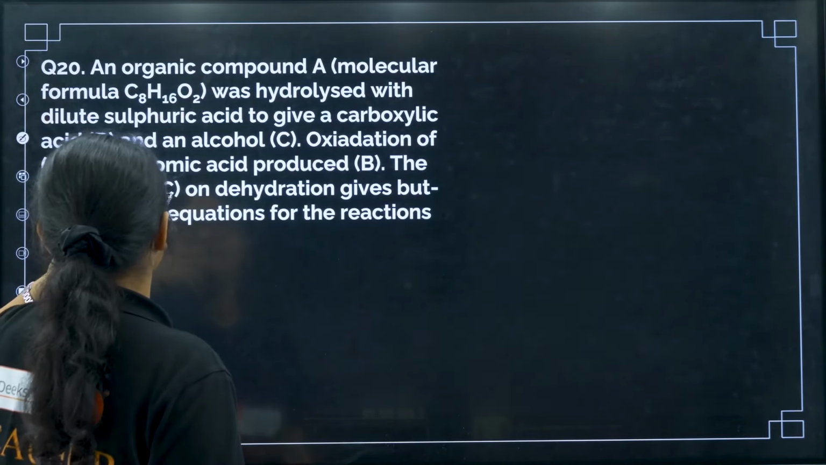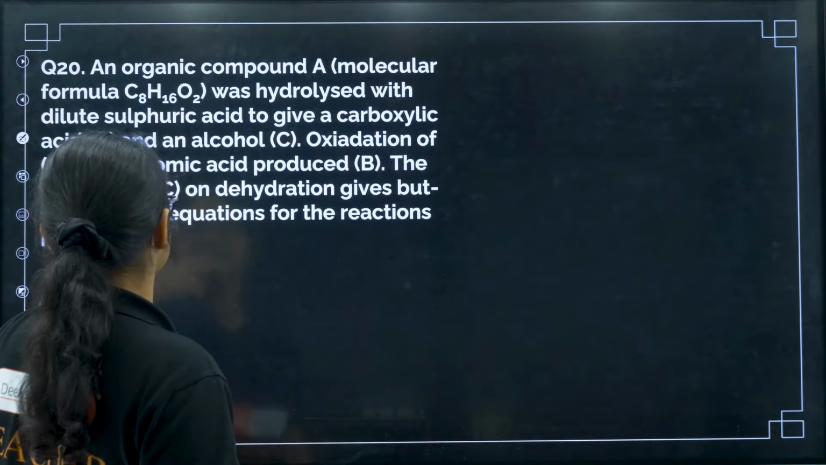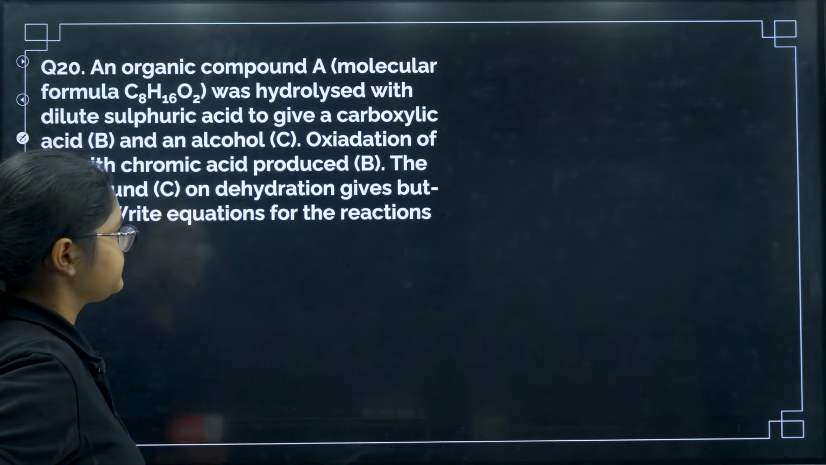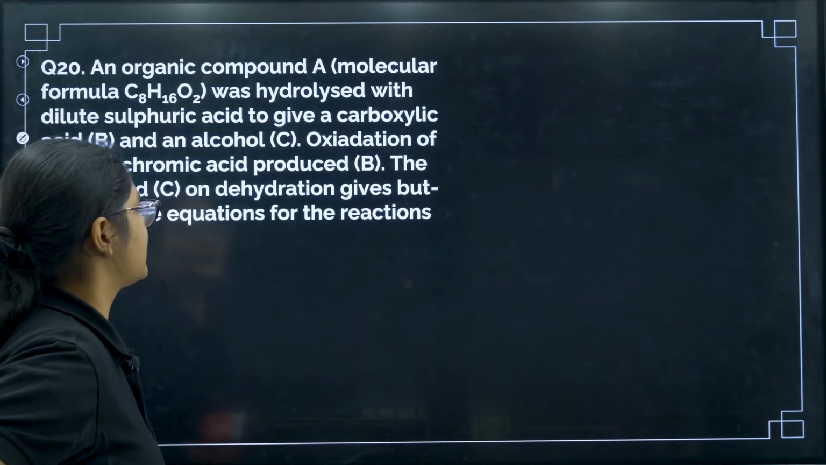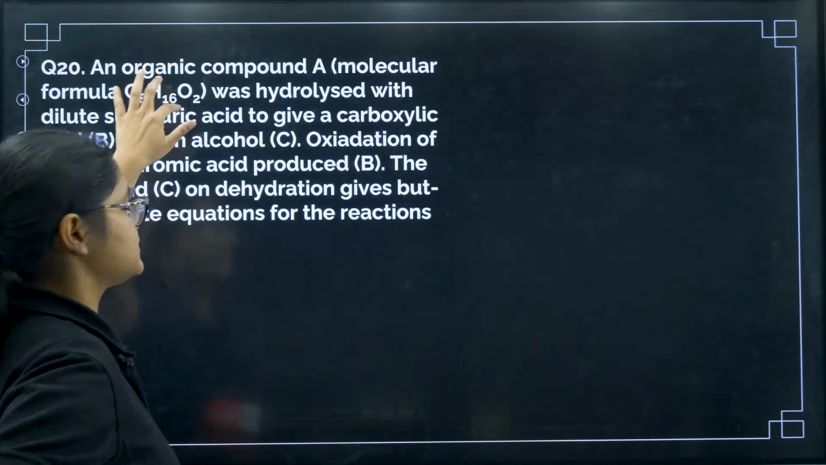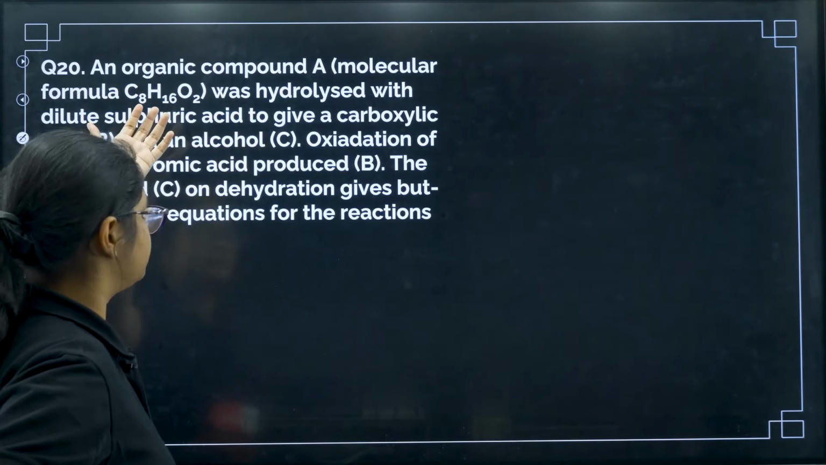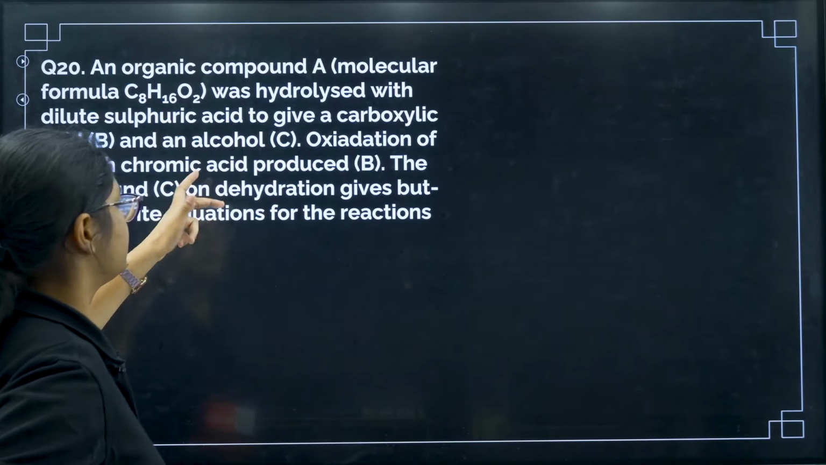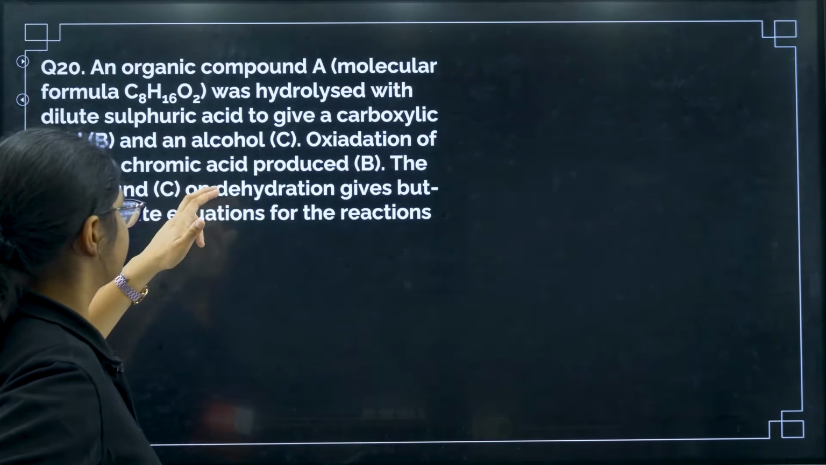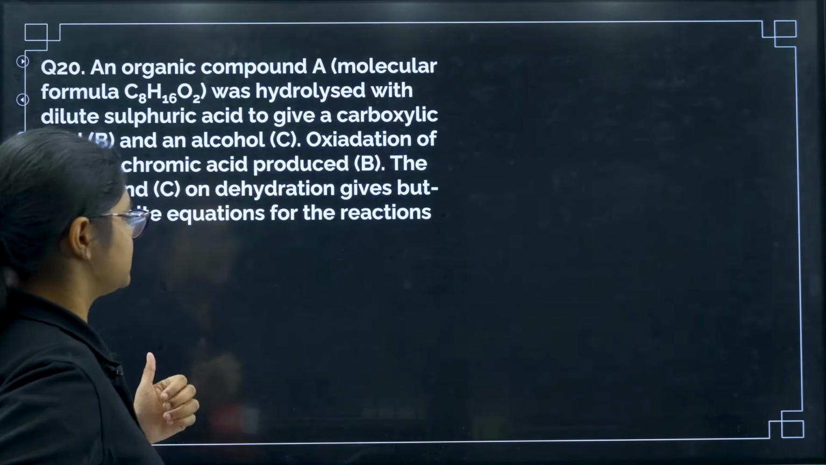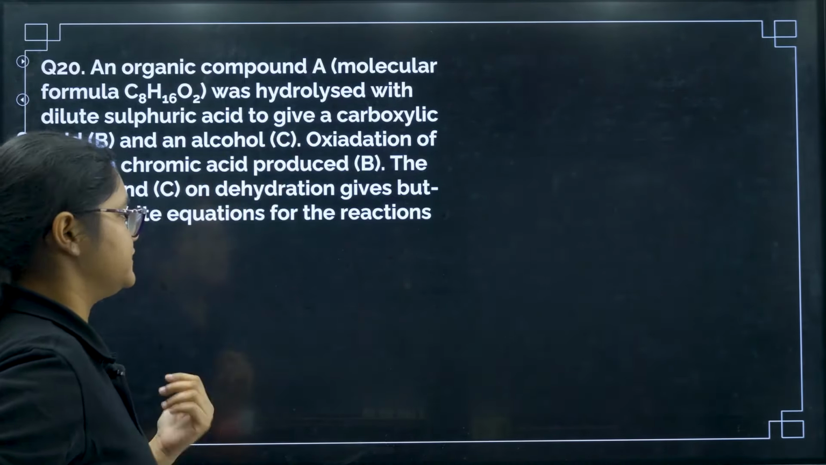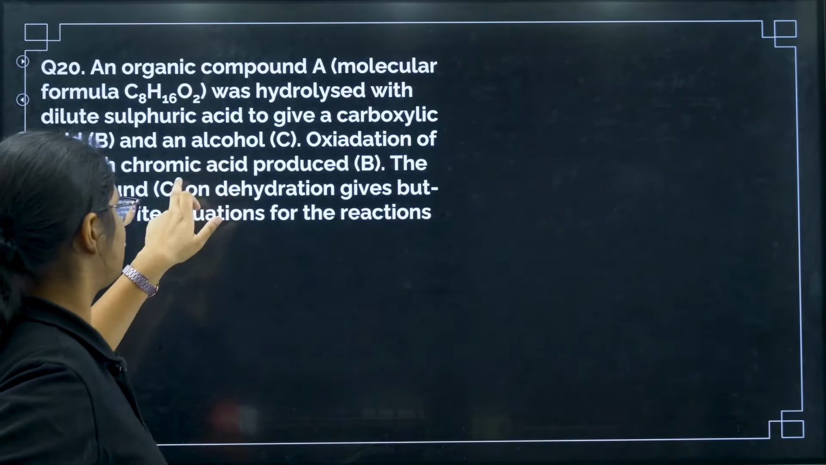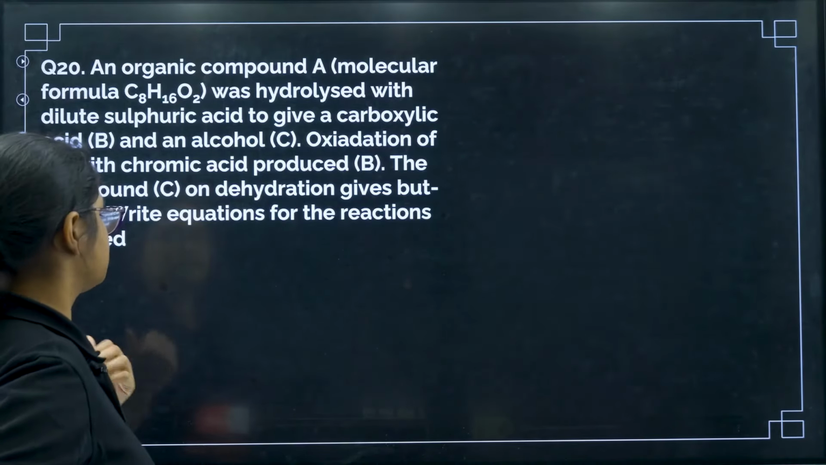Next, an organic compound A with C8H16O2 was hydrolyzed with dilute sulfuric acid to give a carboxylic acid B and an alcohol C. When you are getting one carboxylic acid and an alcohol, then definitely this must be an ester. Next, oxidation of C with chromic acid produced B, which means B and C have the same number of carbons. The compound C on dehydration gives butene. Write the equations for the reactions involved.